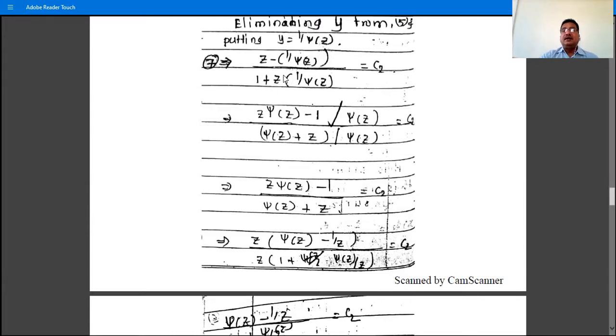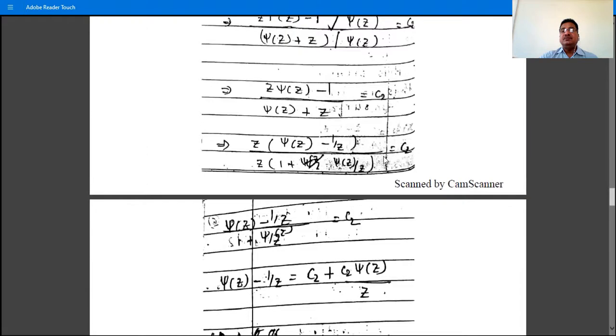So take psi z as the LCM on both sides. So psi z into z minus 1 divided by psi z, and here psi z plus z divided by psi z. Psi z gets cancelled. So we have (z into psi z minus 1) divided by (psi z plus z) is equal to C2. And then we take z as common from this. We have (psi z minus 1 by z), and here at this place we have (1 plus psi z by z) is equal to C2.